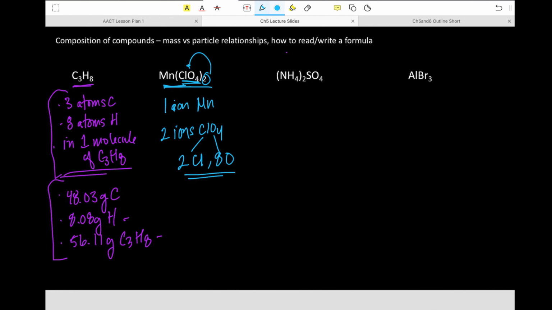Likewise here in this one, this says we have 2 NH4s, 1 SO4. Do you see that? In that there's no parentheses here. And that's one thing. We'll clarify later why you should know that's SO4 and not 1 S versus 4 O's. And here, this is 1 aluminum versus every 3 bromine for every 1 aluminum bromide.